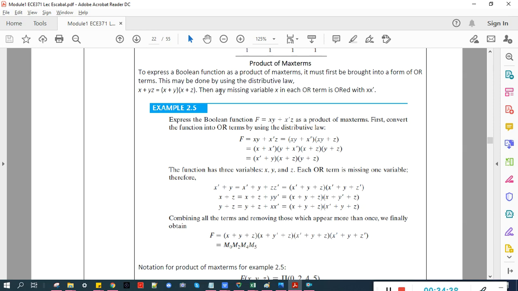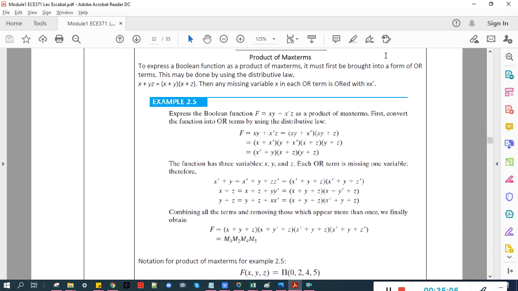Then any missing variable x in each OR term is ORed with xx prime. So instead of using x plus x prime, we are using xx prime, which is equal to the identity 0 for addition, the OR operation. Since we are using OR terms, we need identity x prime.